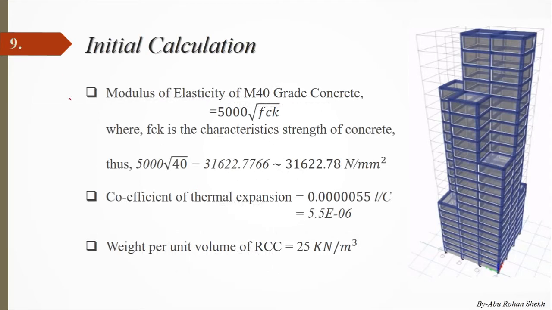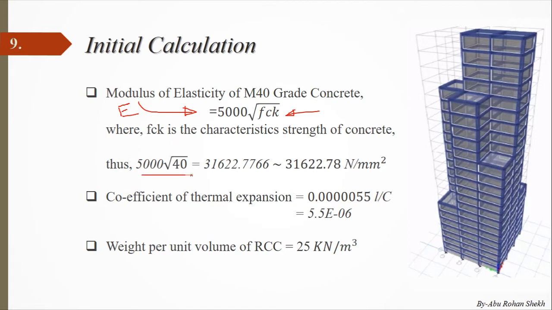After that, we have to calculate the modulus of elasticity of M40 grade of concrete. As per Indian Standard, the equation to calculate the modulus of elasticity, or the E value, is 5000 root under fck, where fck is the characteristic strength of the concrete. In this case, I am assuming the grade of concrete as M40. That's why the characteristic strength of that concrete will be equal to 40 Newton per millimeter square.